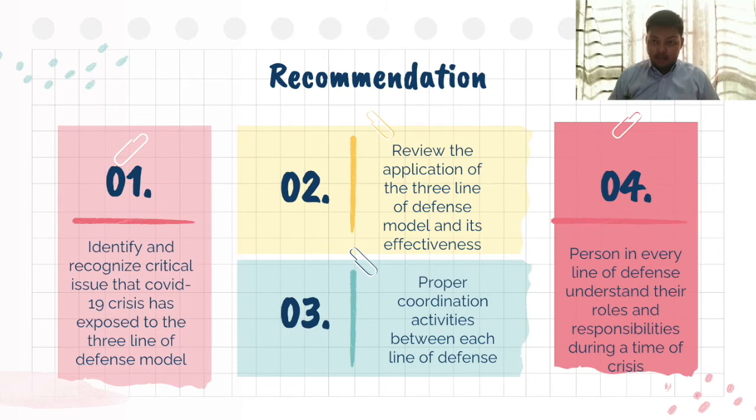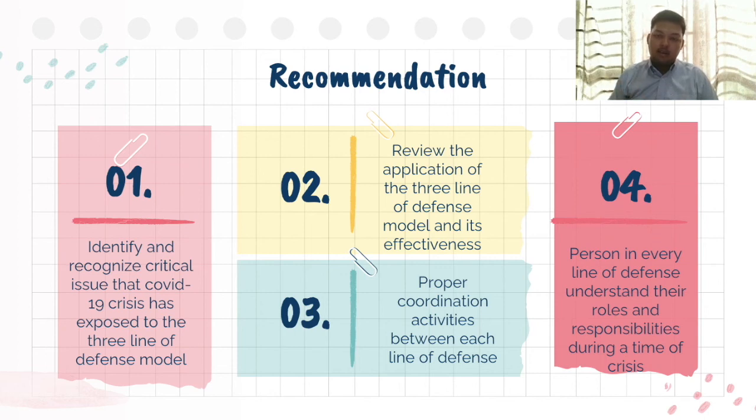Here are some of the recommendations that might be applied. The first one is to identify and recognize all the critical issues that the COVID-19 crisis has exposed in the three lines of defense model. In particular, financial institutions should reassess and amend their policies and processes where possible to enable sustainable corporate governance. Number 2 is to review the application of the three lines of defense model and its effectiveness in preventing and monitoring risk as well as supporting remedial action.